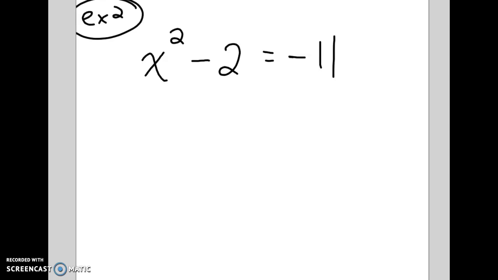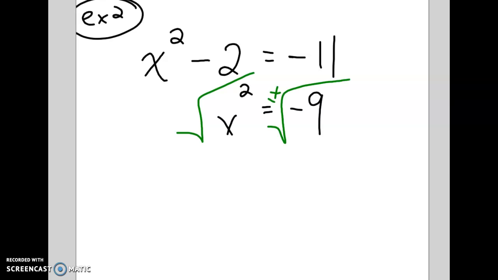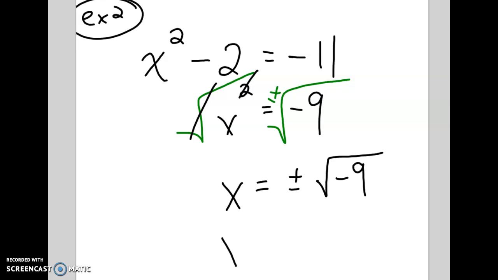Now take x squared minus 2 equals -11. When you move it over, you get x squared equals -9. Square root both sides, insert the plus or minus, and you get x equals plus or minus the square root of -9. x equals plus or minus 3i is the final answer.